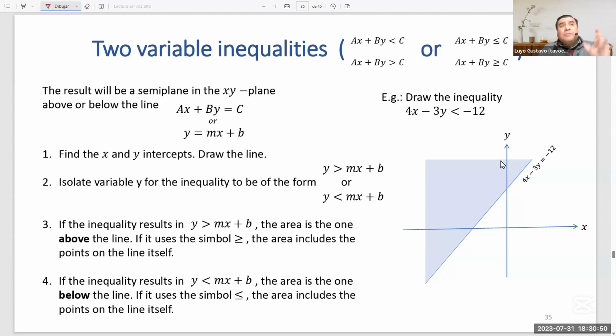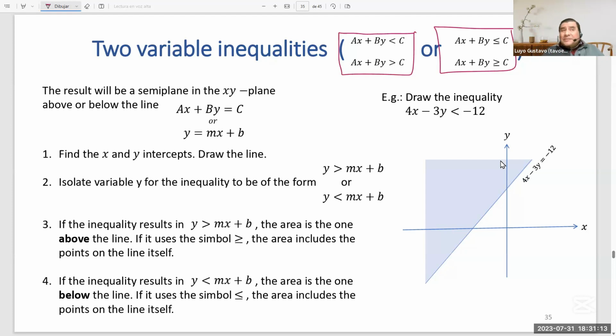So one of these must be any linear inequality of the form like this, or perhaps like this. Notice that there is a difference if you use the less than or greater than symbol than if you use less than or equal to. What's the difference? But first, let's learn how to interpret and represent this in the plane.